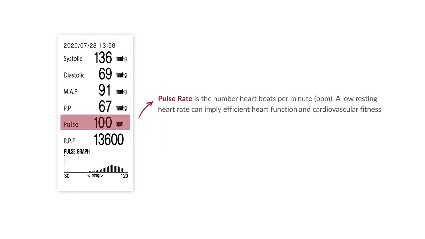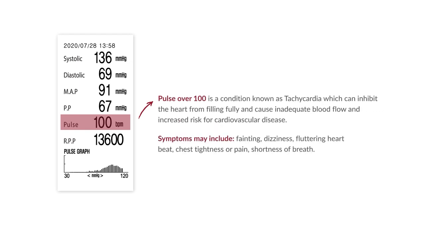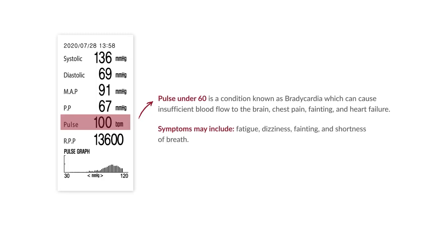Pulse rate is the number of heartbeats per minute. A low resting heart rate can imply efficient heart function and cardiovascular fitness. The normal range is between 60 to 100 beats per minute. Pulse over 100 is a condition known as tachycardia, which can inhibit the heart from filling fully and cause inadequate blood flow and increased risk for cardiovascular disease. Pulse under 60 is a condition known as bradycardia, which can cause insufficient blood flow to the brain, chest pain, fainting, and heart failure. Athletes can have a low BPM, which may be a sign of efficiency.